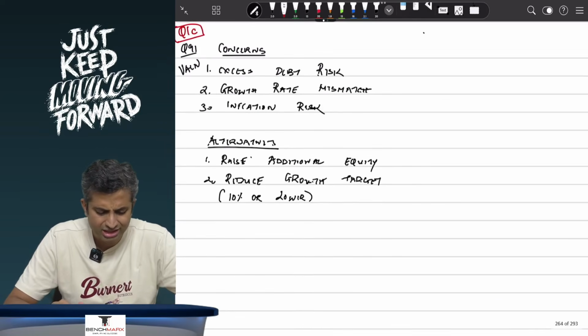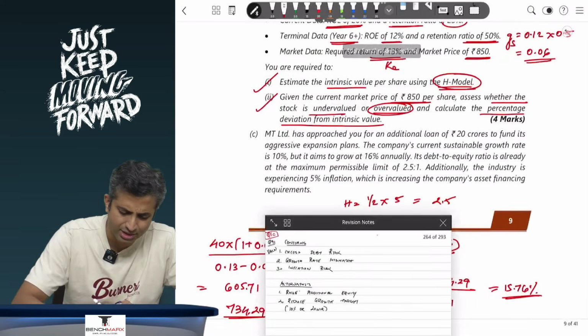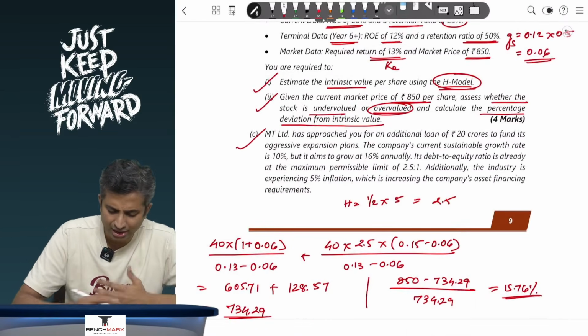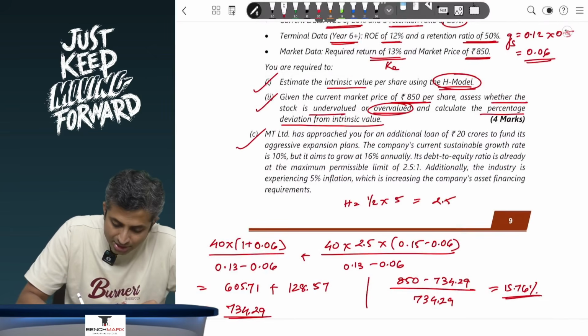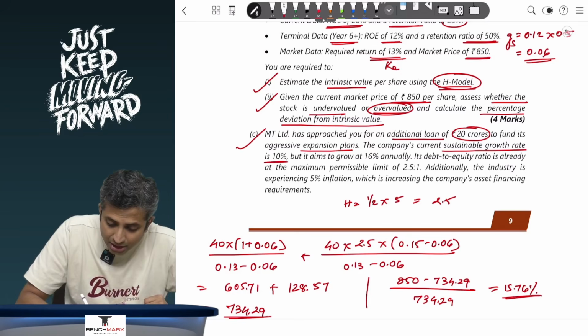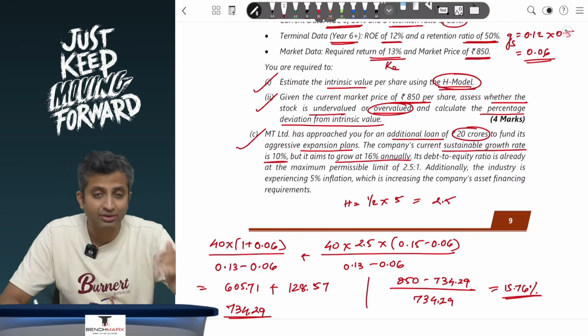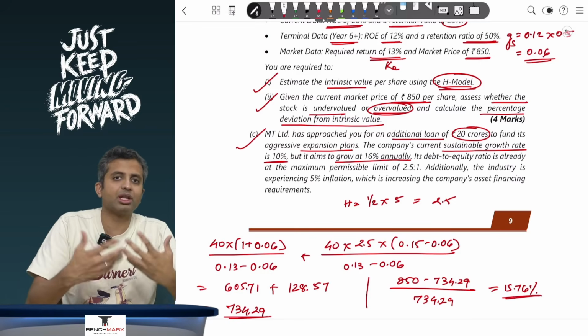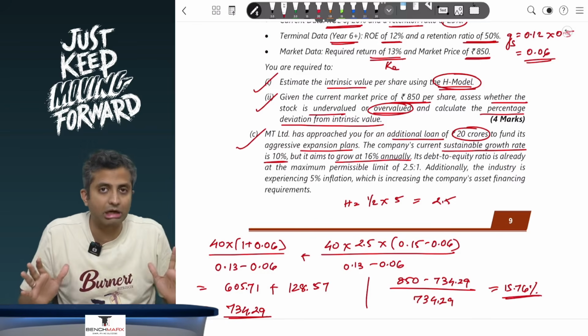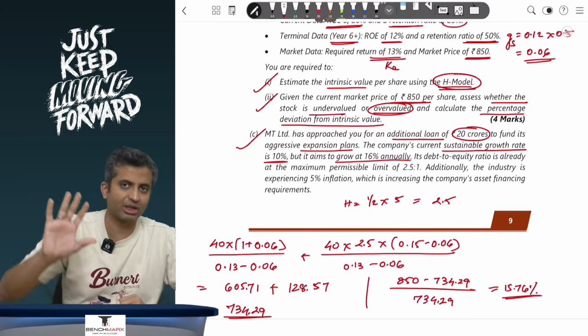Now, when I look at the next question, it is more of a theory question, and it's generic theory. So MT has approached you for an additional loan of 20 crores to fund its aggressive expansion plans. The company's current sustainable growth rate is 10%, but it aims to grow at 16% annually. Remember, the concept of sustainable growth says that this is a growth that the company can manage even with its own retained earnings, even if there's no external funds or external financing.